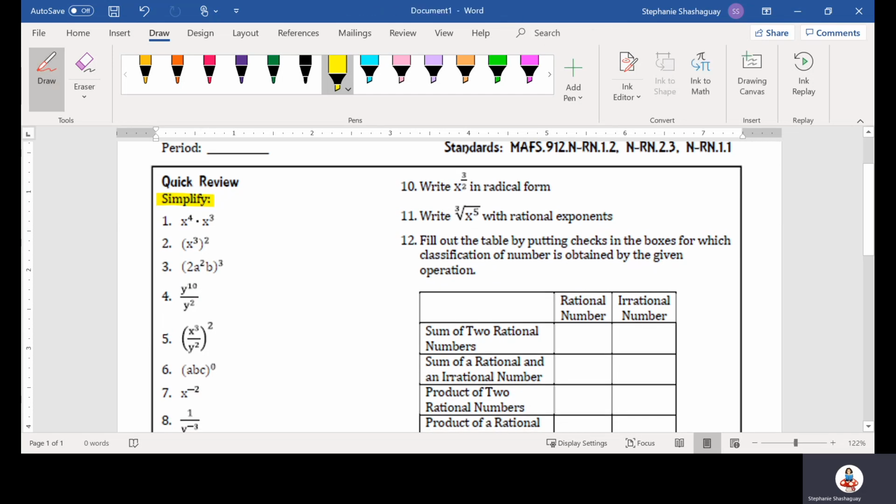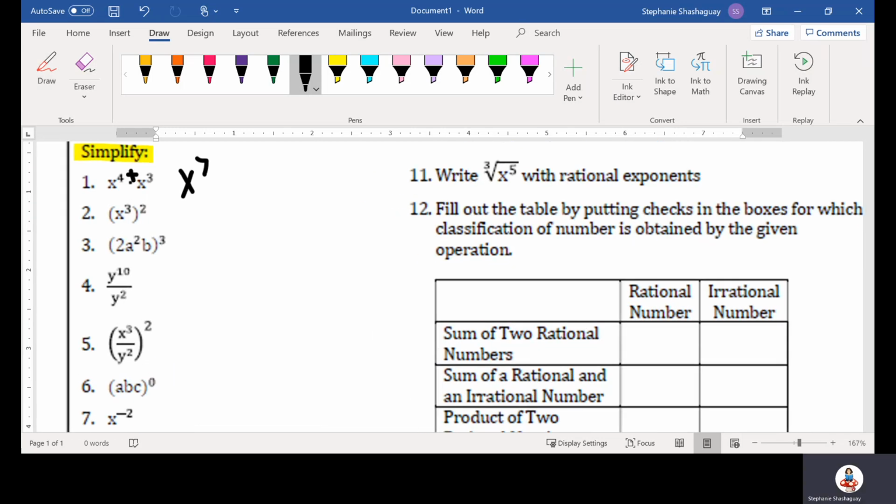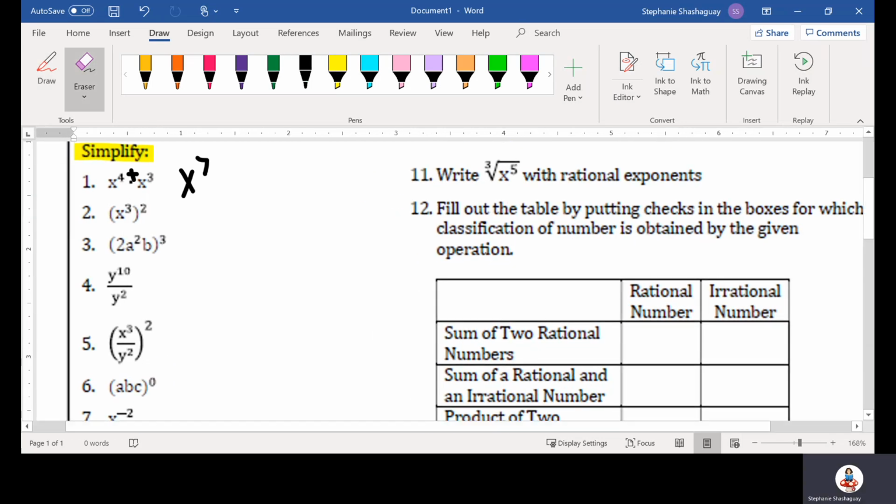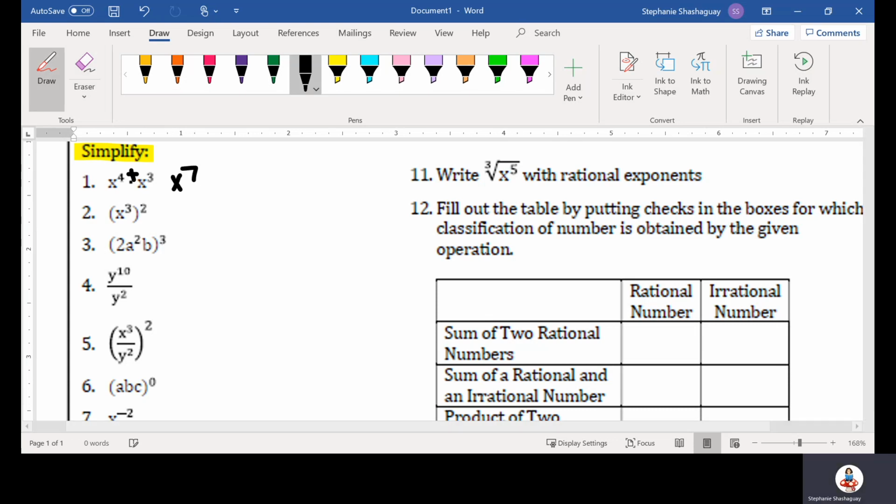So we have x to the fourth times x to the third. That's going to equal x to the seventh because we're going to add those exponents together. When we have x to the third, and then that's squared, we are going to multiply those exponents together. So we're going to have x to the power of 6.